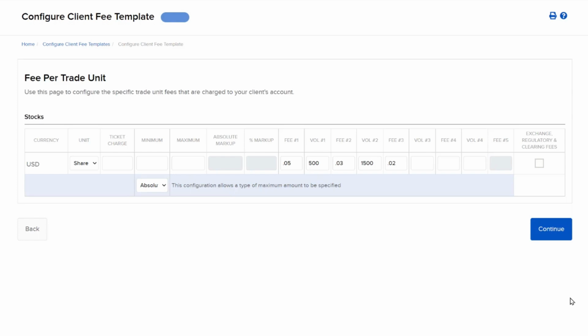When absolute amount is configured, it is possible for brokers to elect to pass any exchange and regulatory fees through to the client by checking the box for exchange, regulatory and clearing fees. This option is only available when absolute amount is set.